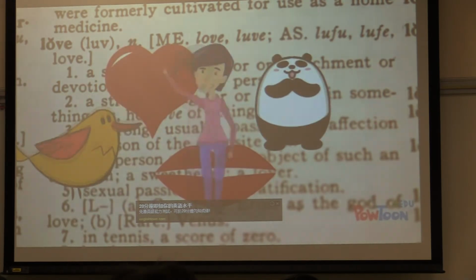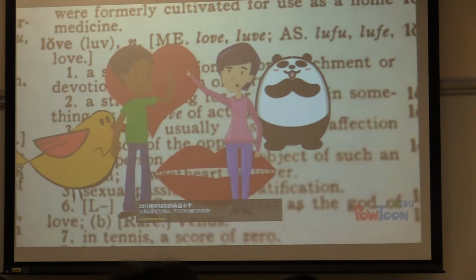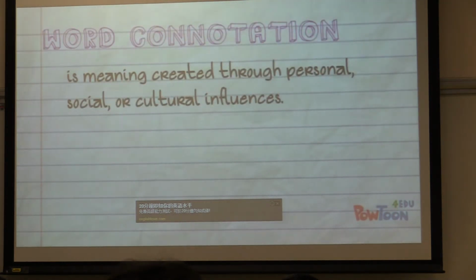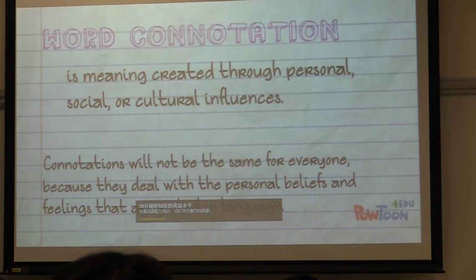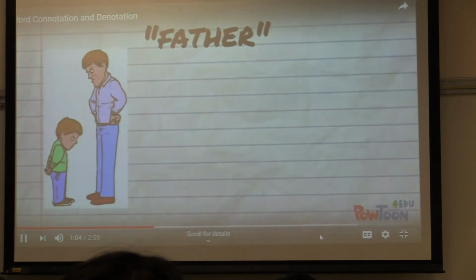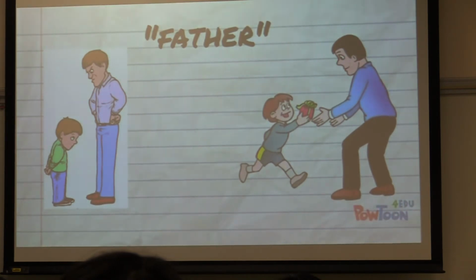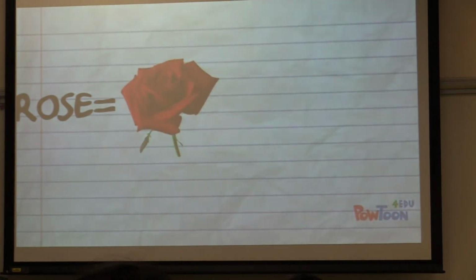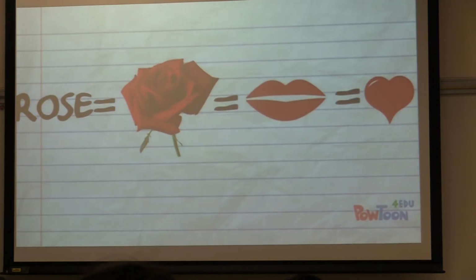But we know that language is more than just a dictionary definition. Words are associated with feelings and emotions that go beyond their literal meanings. The extra linked meaning is called word connotation, and it is created through personal, social, or cultural influences. Therefore, word connotations will not necessarily be the same for everyone, because they deal with the personal feelings and beliefs that are rooted in language. For example, the word father may mean something very different to two people who grew up with very different experiences. And the words dad and daddy have different connotations from father as well. Likewise, while a rose is a type of flower for everyone, for some, it has connotations of romance and love, while for others, it's a symbol of female oppression.